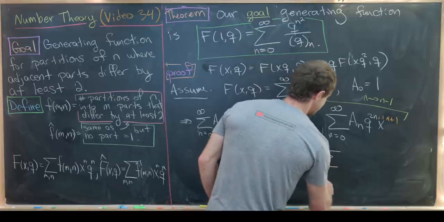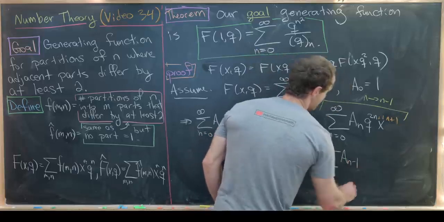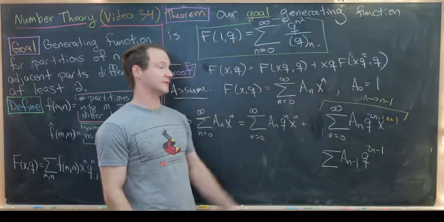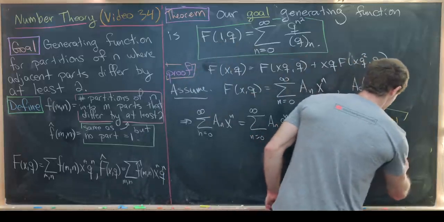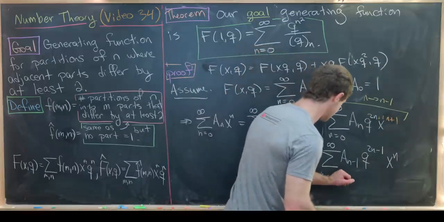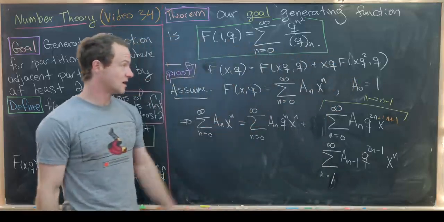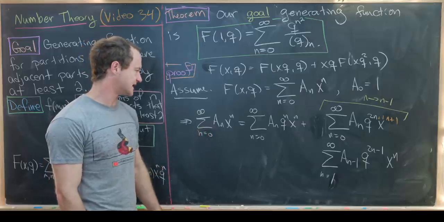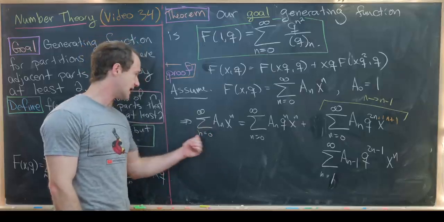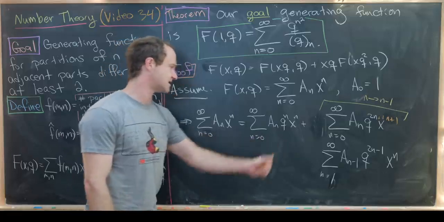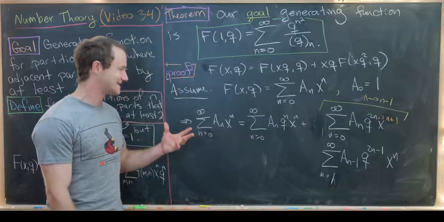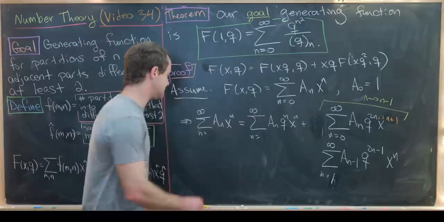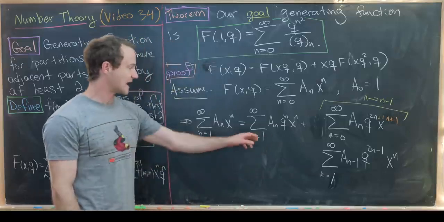So that's going to give us the sum of a_(n-1) q^(2n-1). That's the effect if we replace n with n minus 1, and then x^n. But now this is just going to be the sum as n goes from 1 to infinity because of our changed index. Next up, we can see that the only two constant terms in x are equal to 1, and they occur in this sum right here and this sum right here. So we can subtract a_0 from both sides, and that will change this from a starting point of 0 to a starting point of 1, and likewise over there.